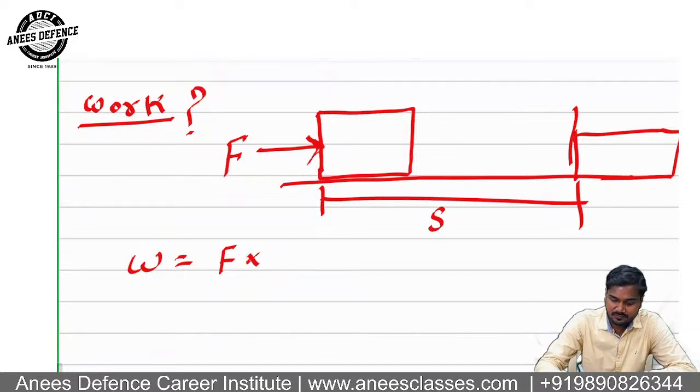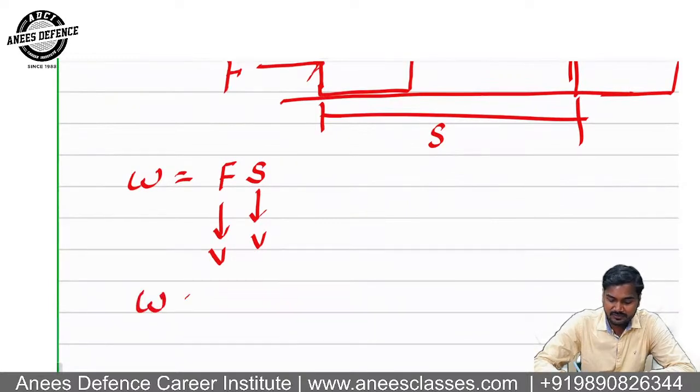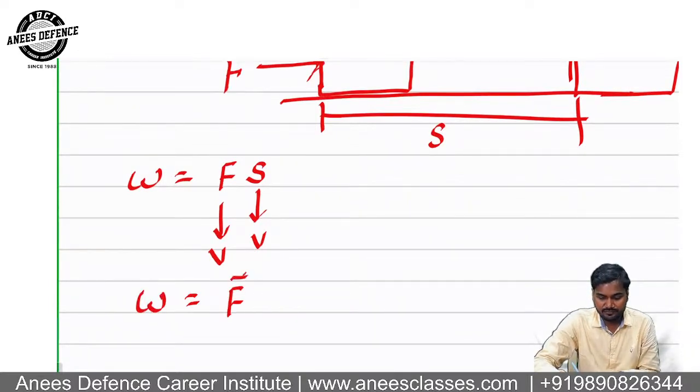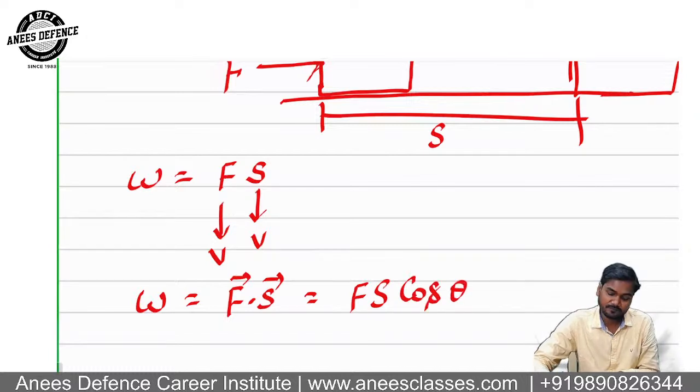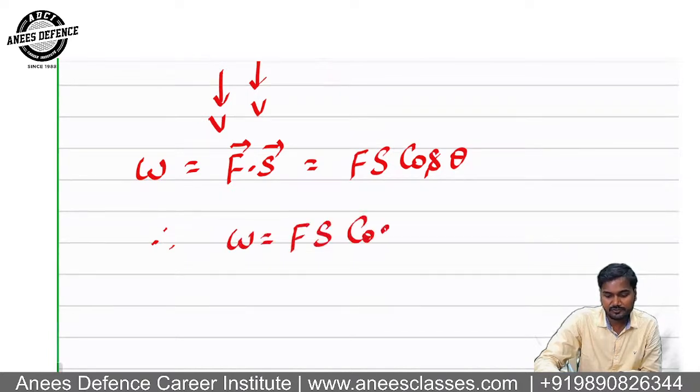But force is a vector quantity and displacement is also a vector quantity. So when you take the product of two vectors and get a scalar quantity, the product should be a dot product. So you can write work done is equal to F dot S, or Fs cos theta. Finally, the formula of work done is Fs cos theta.